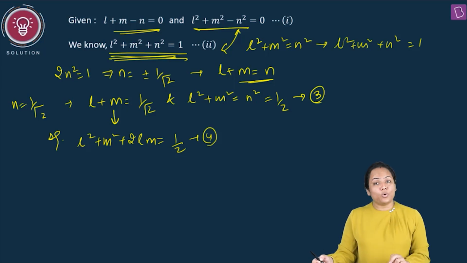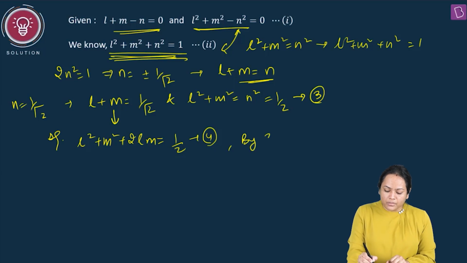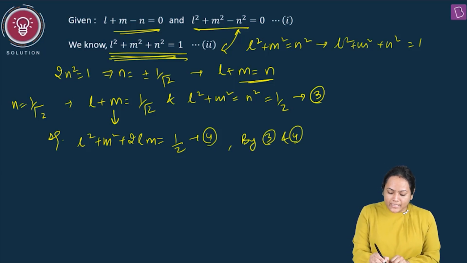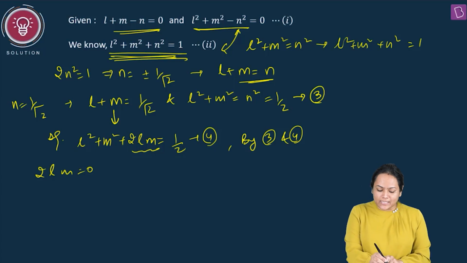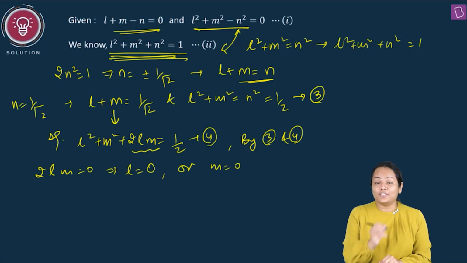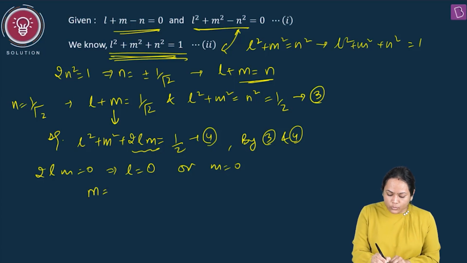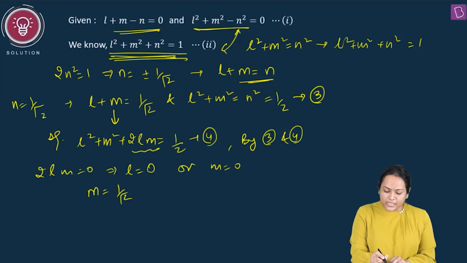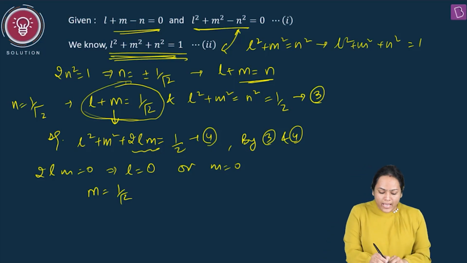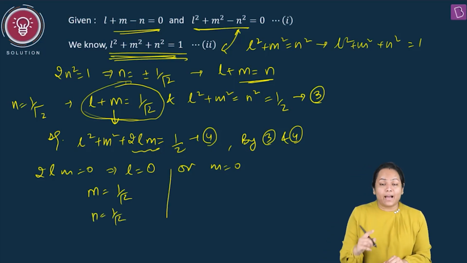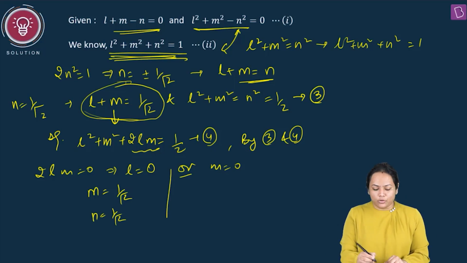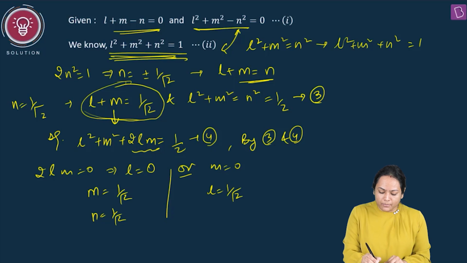So from third and fourth, what can we say? Well, from third and fourth, we can say that this 2lm part has to be equal to 0, right? And if that is the case, that means it's going to give me either L is 0 or m is 0. So if my L is 0, I can say that my m value will be equal to 1 by root 2. From this condition, L plus m is equal to 1 by root 2. If my L is 0, m has to be 1 by root 2. And here n is 1 by root 2. Similarly, I'll have one more case. When my m is 0, my L has to be 1 by root 2 and my n again is 1 by root 2.